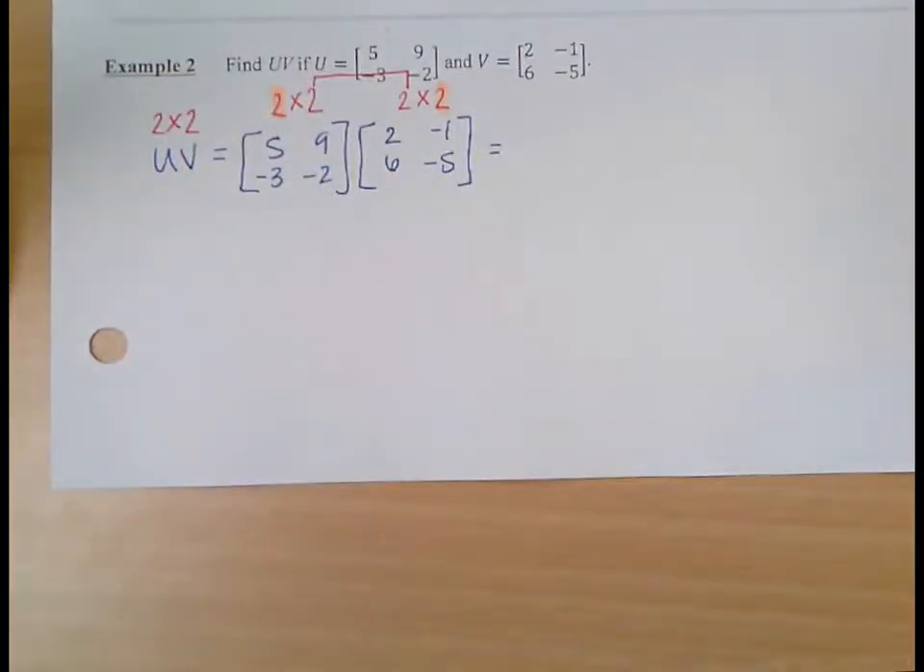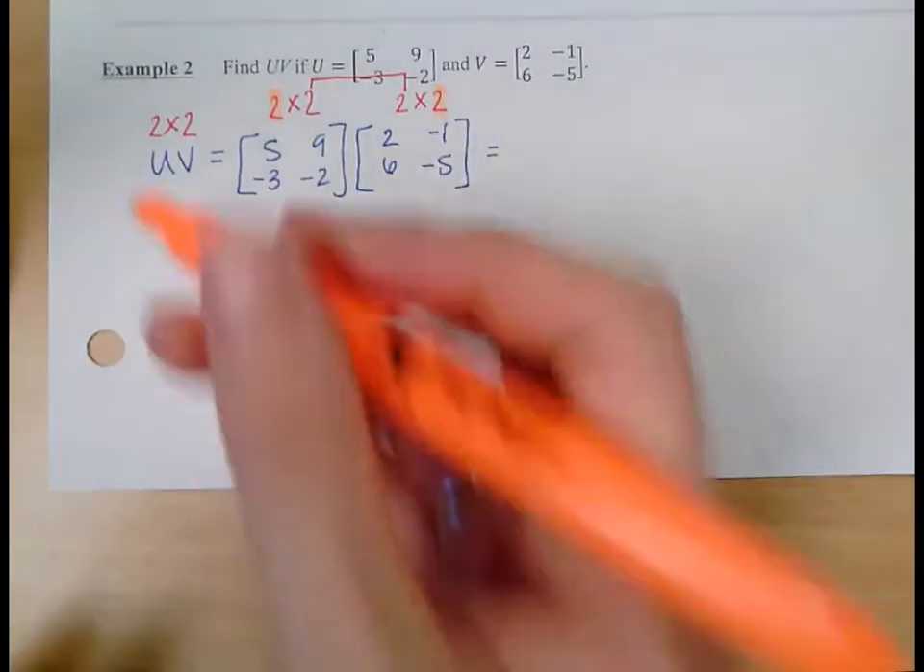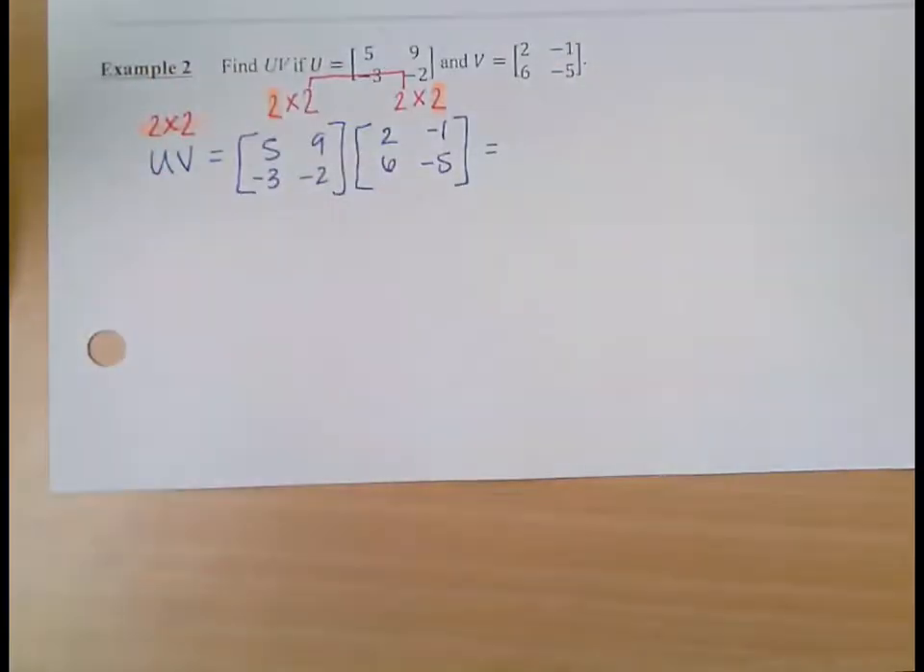Okay, so it should be 2 by 2 in the end, the number of rows in the first by the number of columns in the second. That's going to be helpful for you to know for your answers. So I know I should be ending with a 2 by 2 matrix.